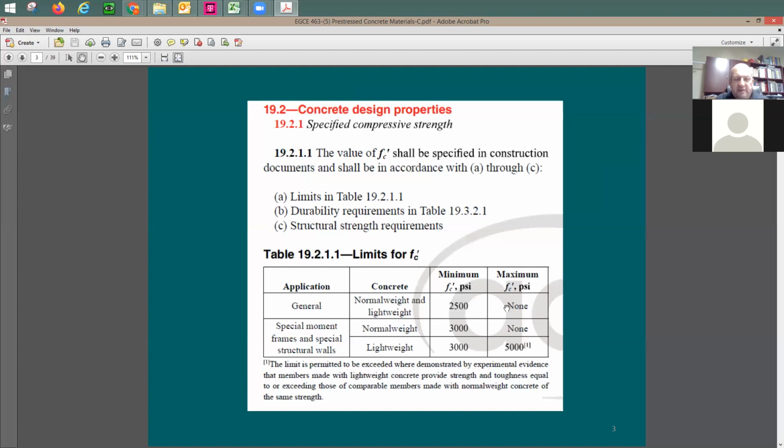Now you don't need it because this ICC report is not going to be valid. You don't really need it because the code already starts to recognize the fact that there is no maximum for the concrete strength. You can just use any value and use these equations.